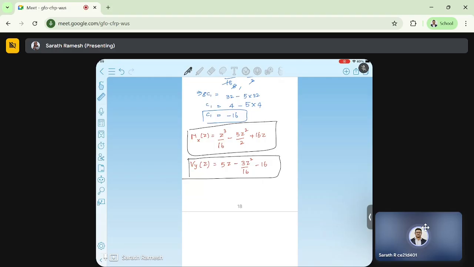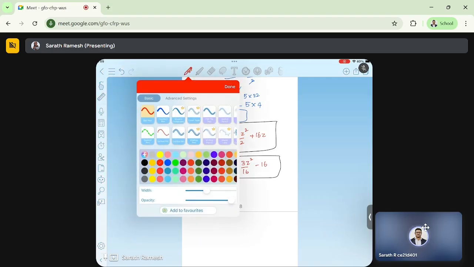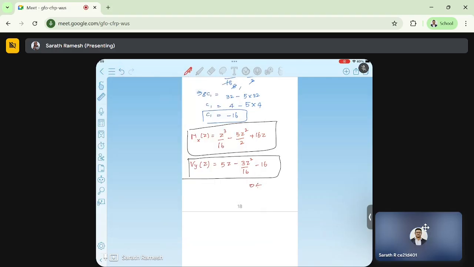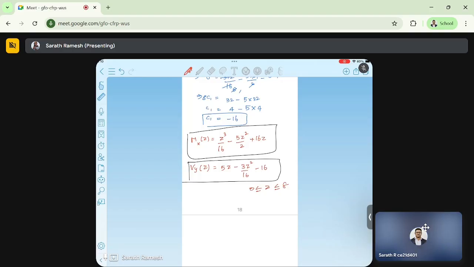And what is the domain of z? z varies from 0 to 8. Okay, only within this domain it is true. After that, it's not true. Right? That's the domain we have.